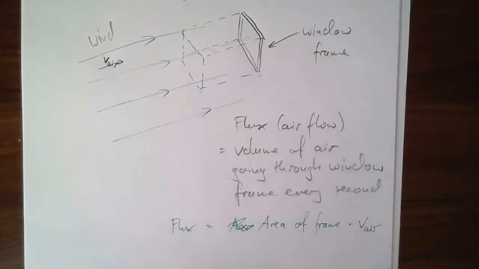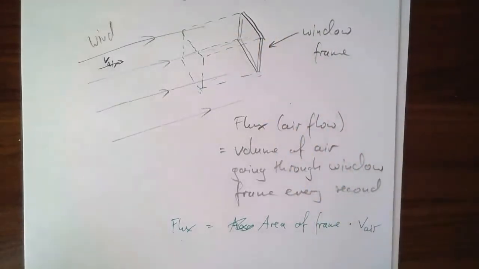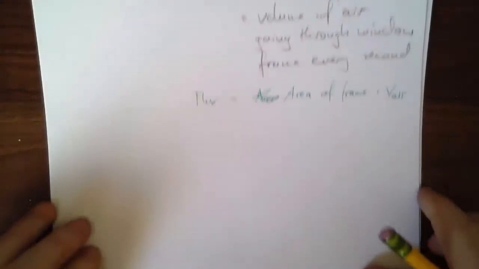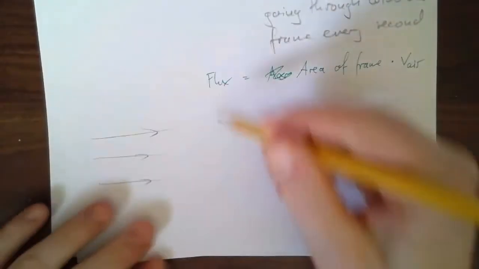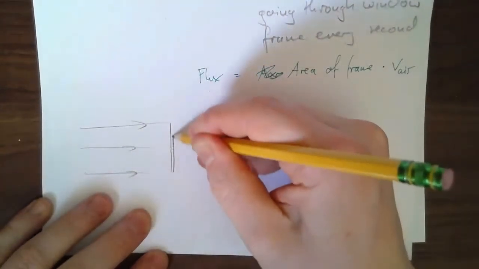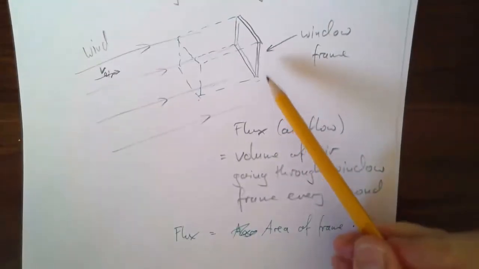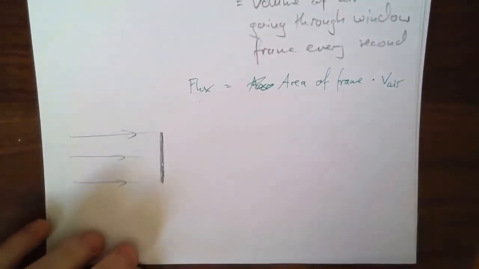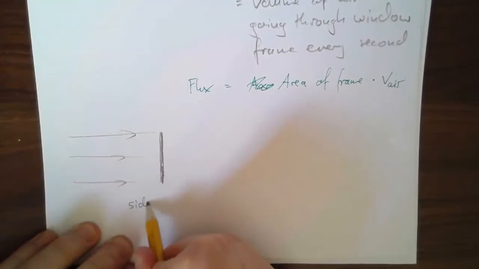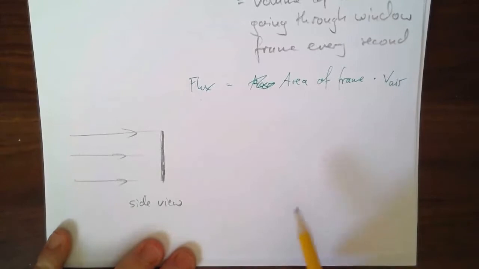But that's not the whole story, right? Because the assumption we made here is that the window is really facing the wind. Let me draw this from the side. So here's my airflow. If you imagine I was holding the window like this, this is my side view of the window. I'm looking at this window just from the side, so I can only see this edge here. Right, that was the situation above.